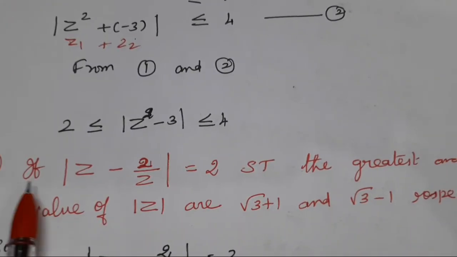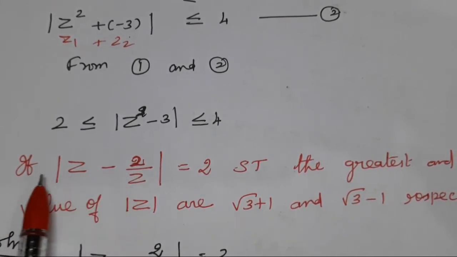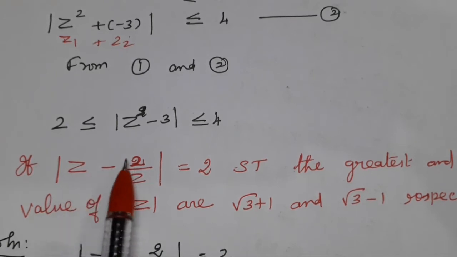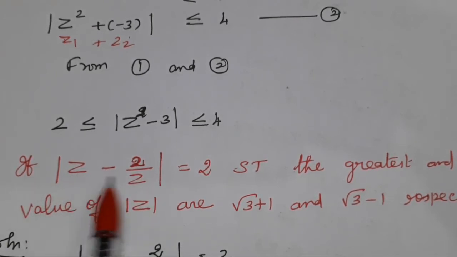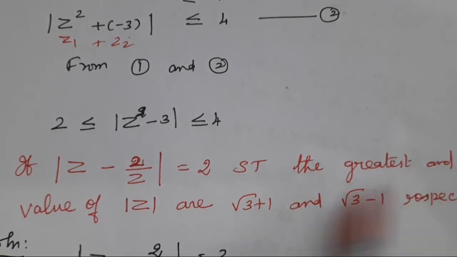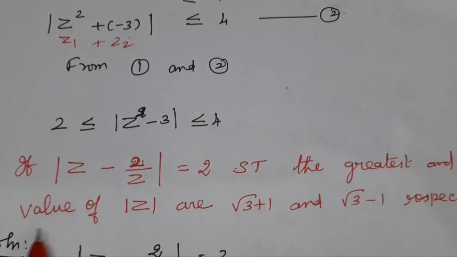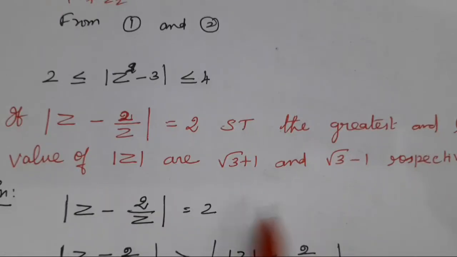See the sixth question. If modulus of z minus 2 by z equals 2, show that the greatest and least value, that is the biggest value and the smallest value, of modulus of z are what? Root 3 plus 1 and root 3 minus 1 respectively. Now we are going to prove that.